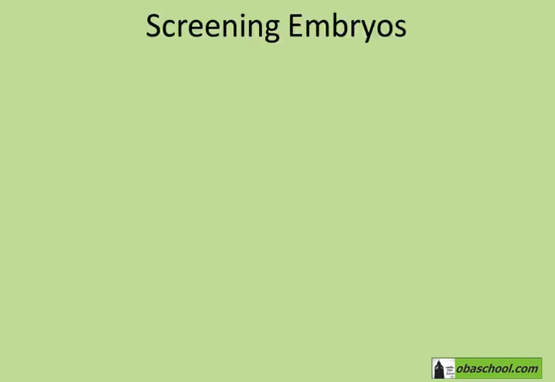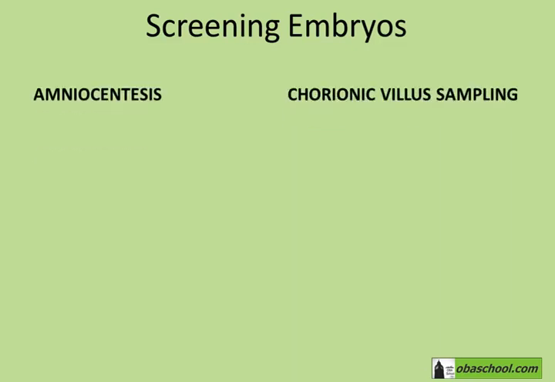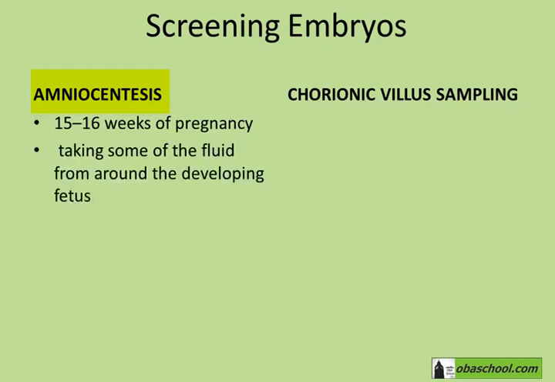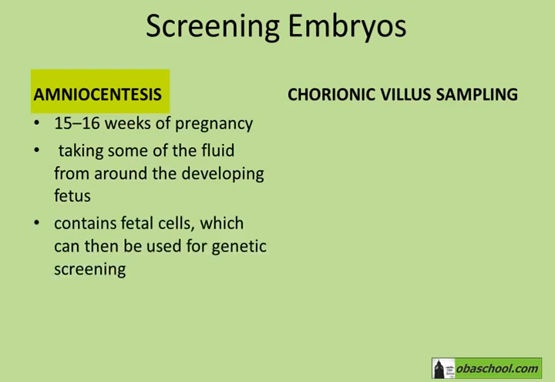We have two general ways of screening embryos. The first is amniocentesis, and the second is chorionic villus sampling. Now, what is amniocentesis? Amniocentesis is a procedure that is performed around week 15 or 16 of pregnancy. It is performed by taking some of the fluid that is around the developing fetus. In the mother's womb, the fetus is surrounded by a fluid that is called the amniotic fluid. Amniocentesis is the procedure of taking some of this fluid around 15 or 16 weeks of pregnancy.